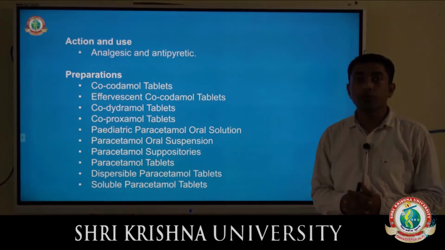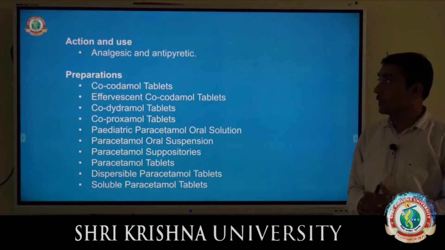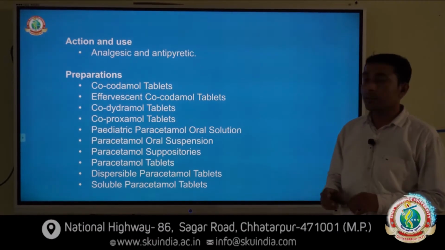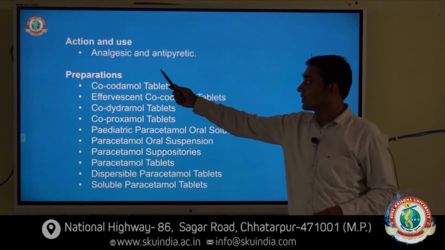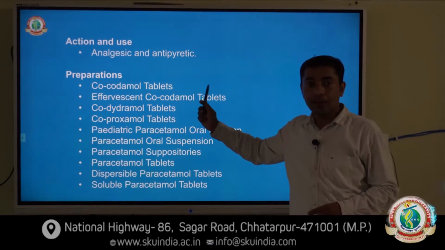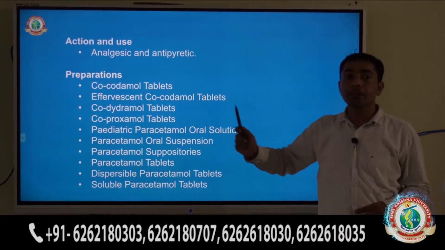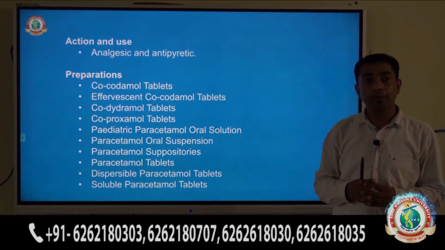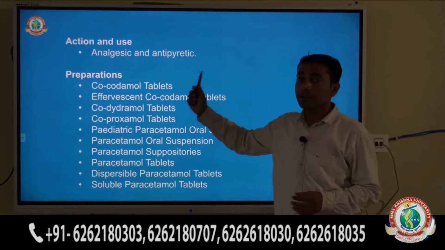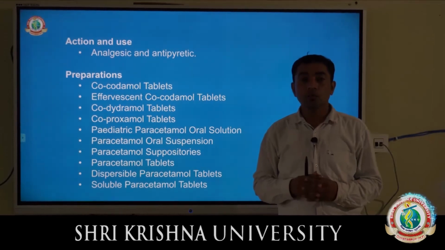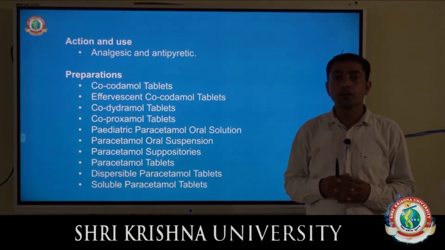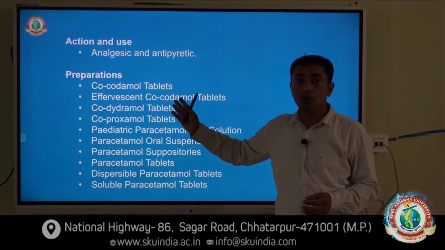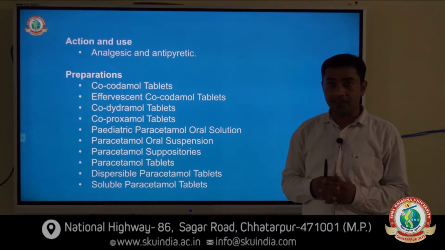In the monograph of paracetamol in the Indian Pharmacopoeia, action and uses are also given. So paracetamol is used as an analgesic and as an antipyretic. Analgesic means those drugs which are used to relieve pain, and antipyretics are the drugs used to relieve fever. And there are also some preparations or dosage forms given for paracetamol.